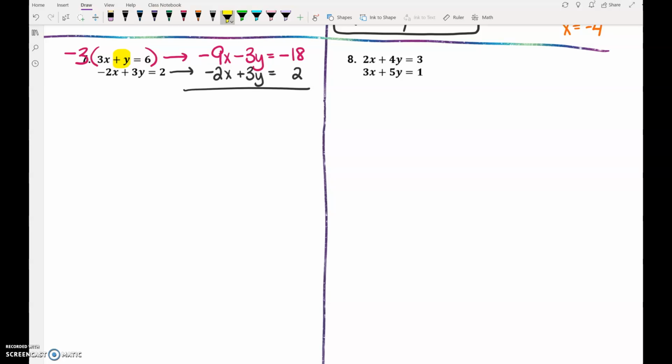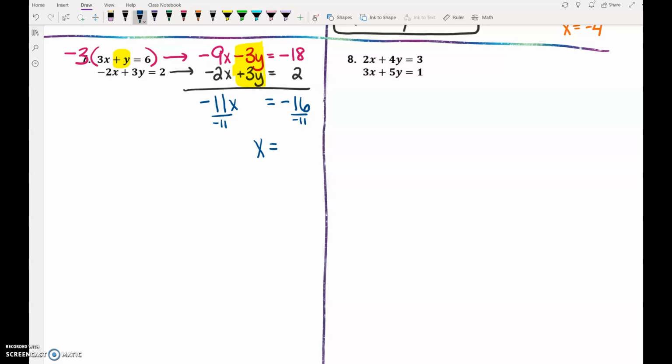Now this is perfectly set up for elimination. Our y's are positive and negative matches of each other. So add them. What's negative 9 plus negative 2? Negative 11x. The y's eliminate, equals negative 16. This doesn't look good, does it? No. Divide both sides by negative 11.